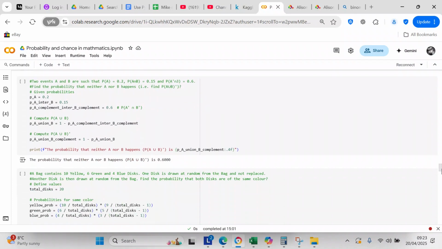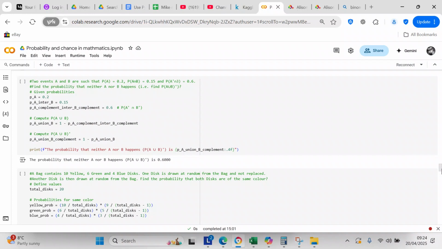So we have the next question. Two events A and B are such that P(A) equals 0.2, P(A intersect B) equals 0.15, and P(A' intersect B') equals 0.6. Find the probability that neither A nor B happens, that is, find P(A union B)'. And then we have our given probabilities.